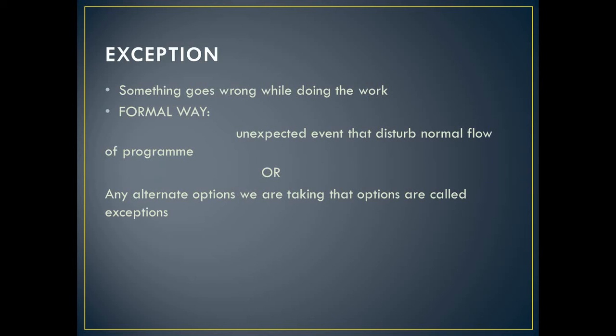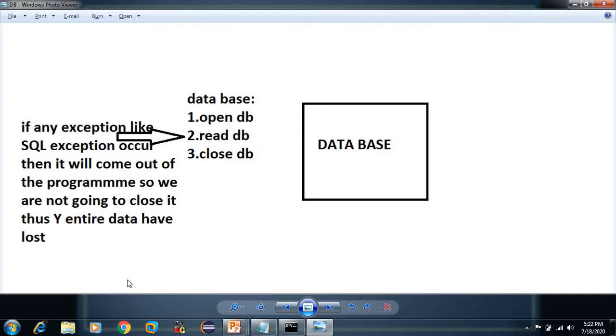What is the definition in the formal way? An unexpected event that disturbs the normal flow of execution of a program, or any alternative options we are taking, are called exceptions. For example, take a database. I am doing a simple program: open the database, read the content of the database, and close the database. I am doing it exactly as the instructor instructed. I have opened it and started reading. If an exception like SQL exception occurs while I am reading the data, it will come out of the program.